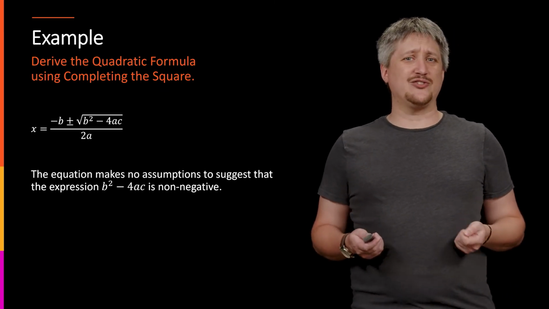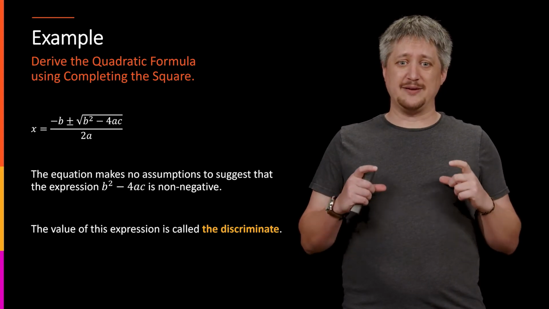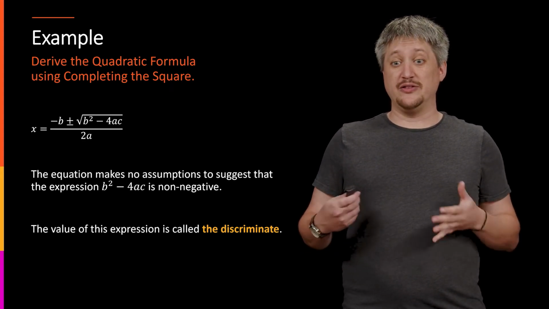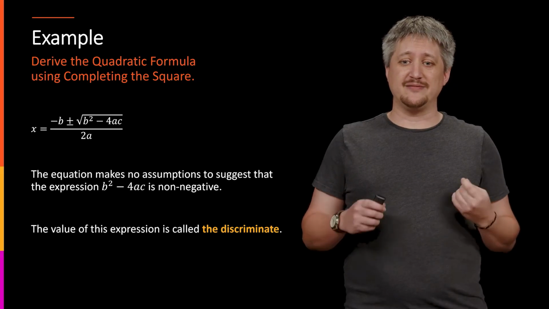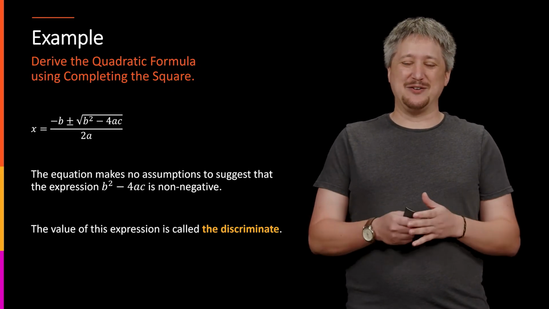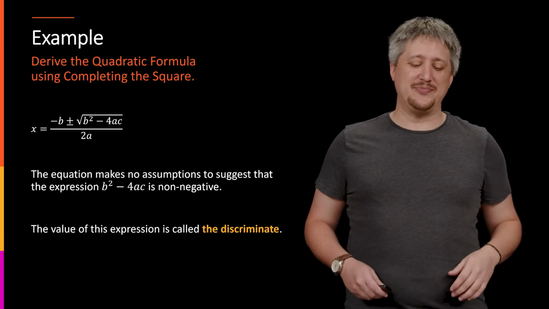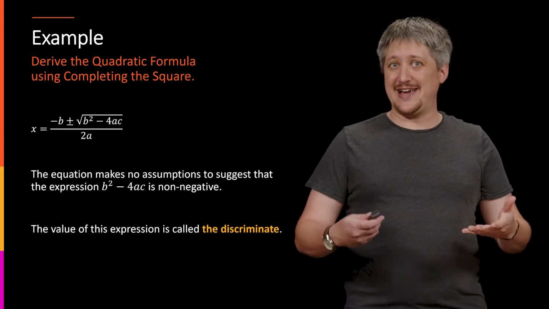But it turns out that this is actually really useful because the value of that piece, that b squared minus 4ac, this is what we call the discriminant. And we call it that because it sort of discriminates between different groups, meaning that it helps you differentiate between different situations. So this is what we're going to go to next.